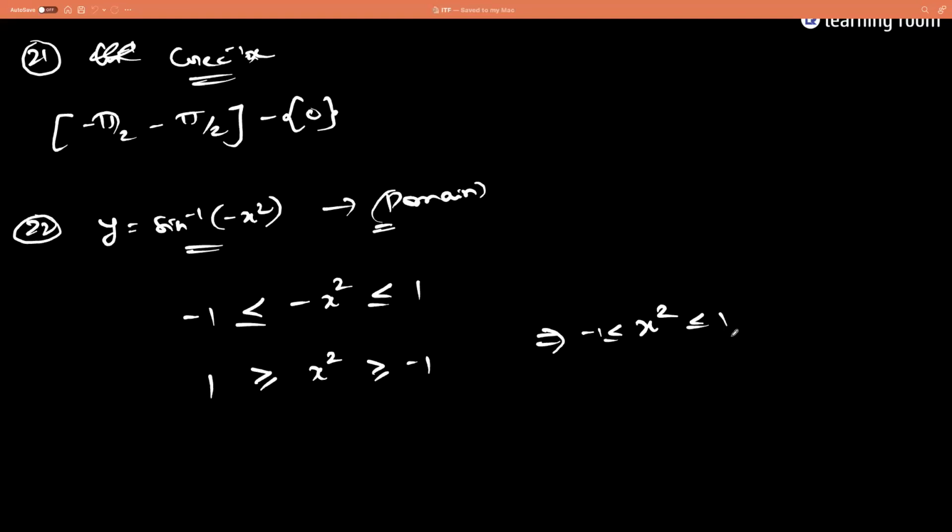So what is the value of x that you can substitute? So open interval minus 1. Sorry, closed interval. x belongs to minus 1 to 1, because it's the same thing. So 22nd is over.